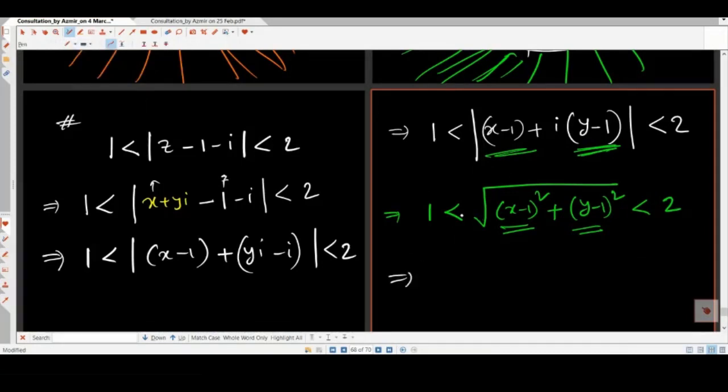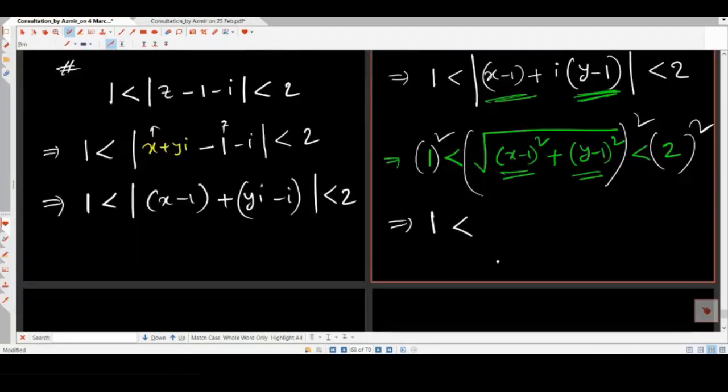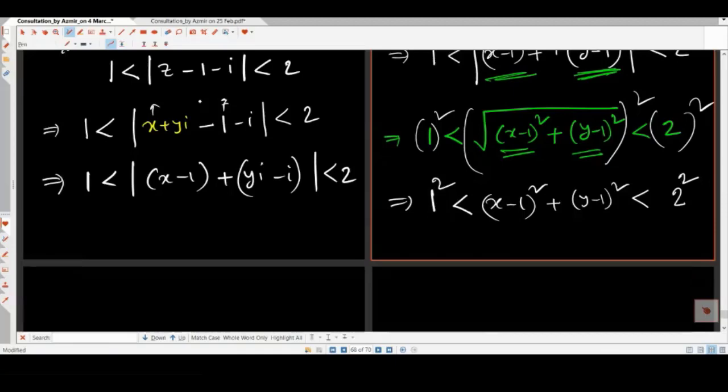Now, just to remove this square root, we can square all sides. So we have 1 less than (x − 1) squared plus (y − 1) squared, less than 4. Actually, it's wise to write it in 2 squared and 1 squared form. So finally, we have reached a conclusion.